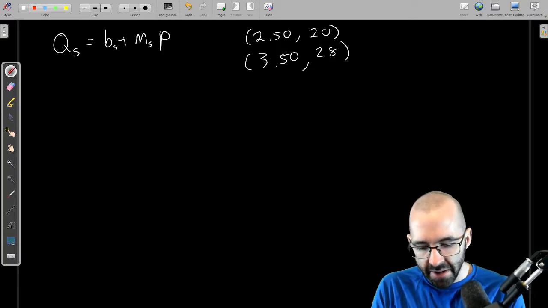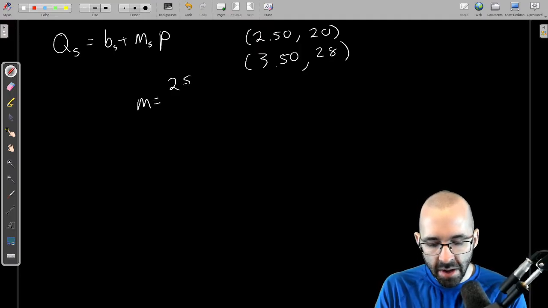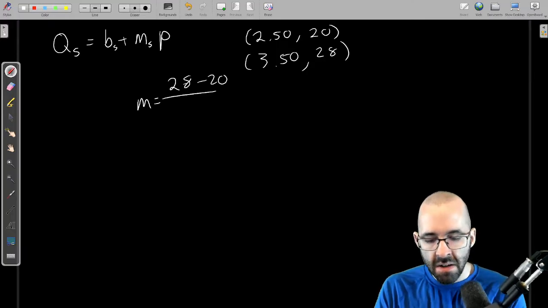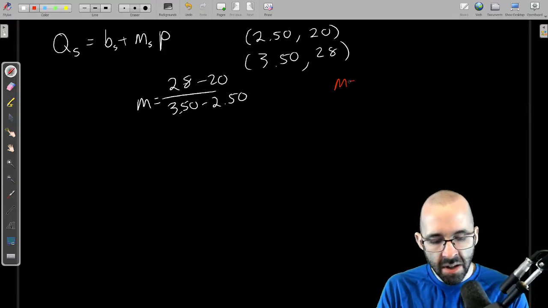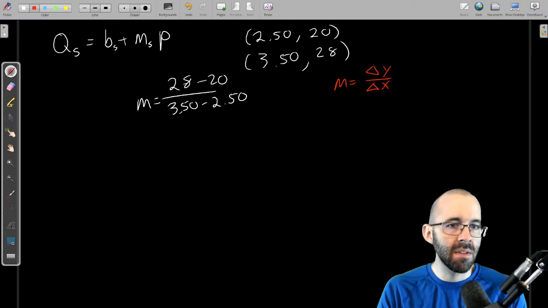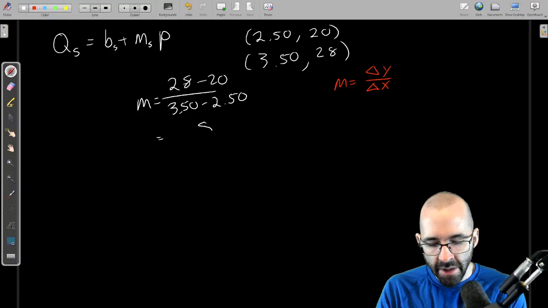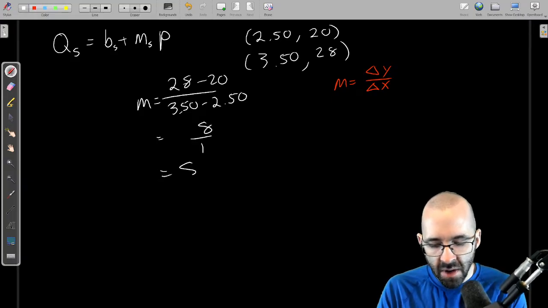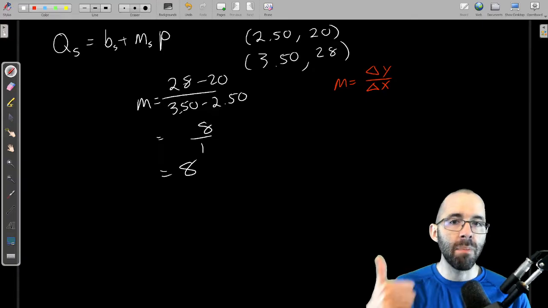So if we do that, we can find the slope. That's going to be, again, the difference in output, second minus first, divided by the difference in input, second minus the first. You saw earlier that we also use this formula, right? Change in y over change in x, change in output over change in input. That's another way of thinking about slope. We have a lot of different equations that work here. The numerator will be 8, the denominator will be 1. We'll get that our slope is 8, a positive slope. As price increases, supply should go up because we have a positive slope.